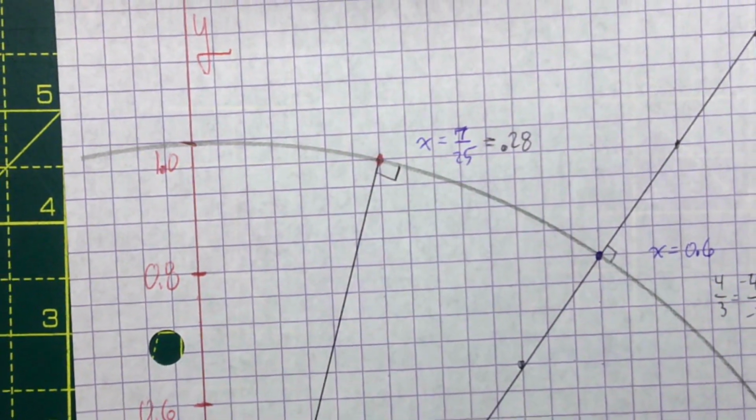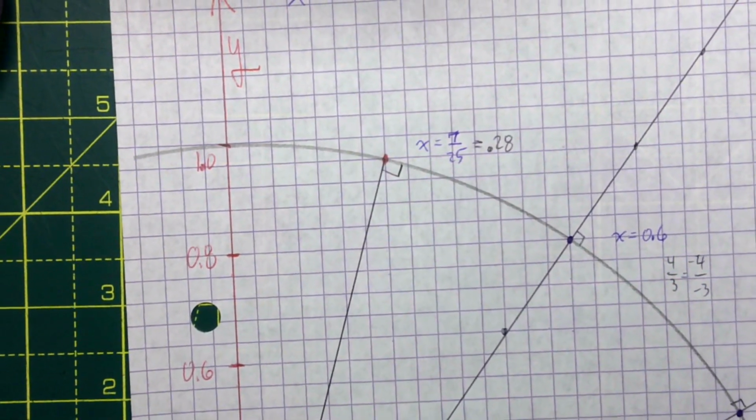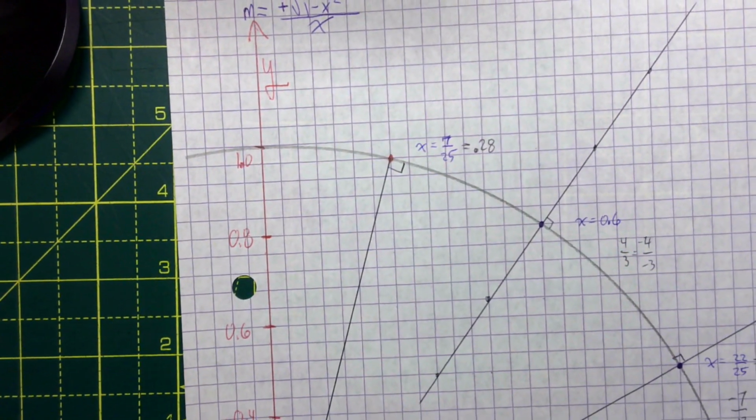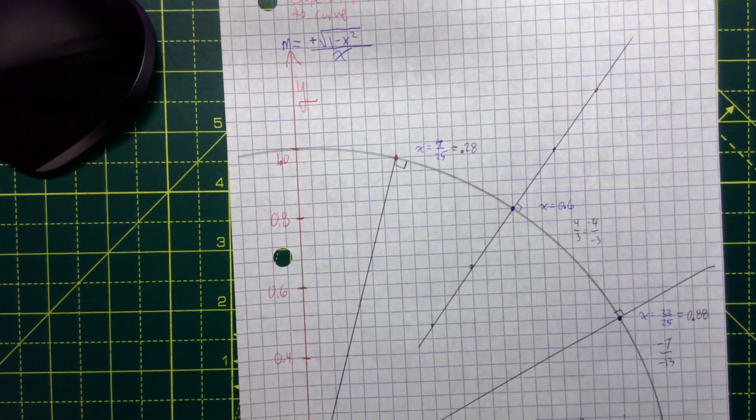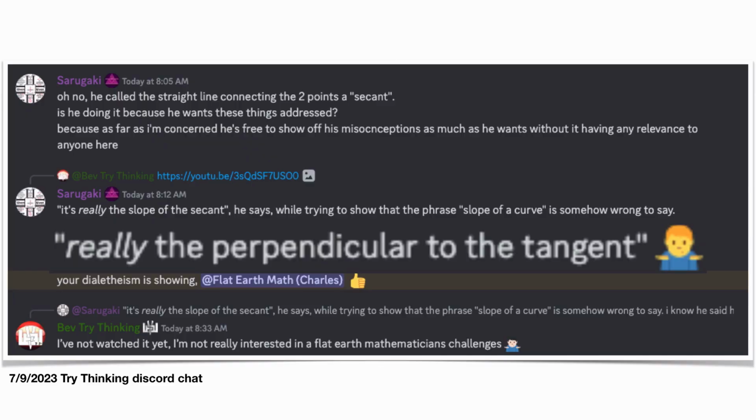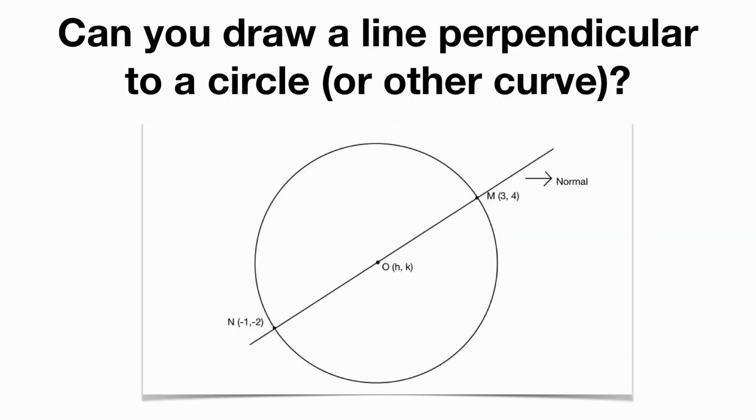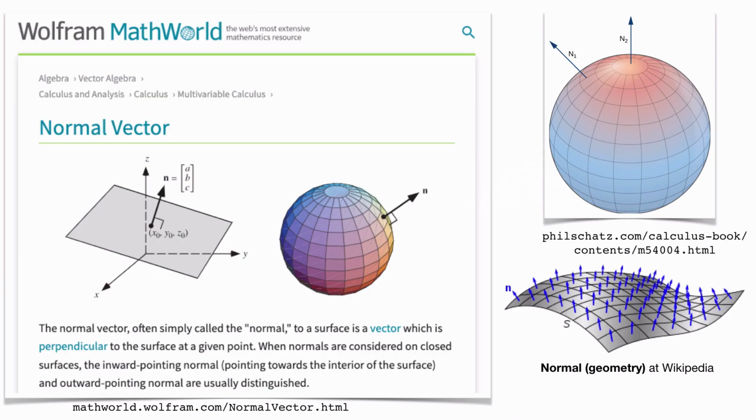I love how, when taking things back to first principles, mathematical ideas can reinforce and validate other ideas from different directions. So no, Saragaki, we are not just finding the perpendicular to the tangent. To answer the question of if we can draw a perpendicular to a circle or another curve, the answer is yes. It's called the normal to the curve. And if you have a curved surface, it's called a surface normal, or a normal vector, as shown here.